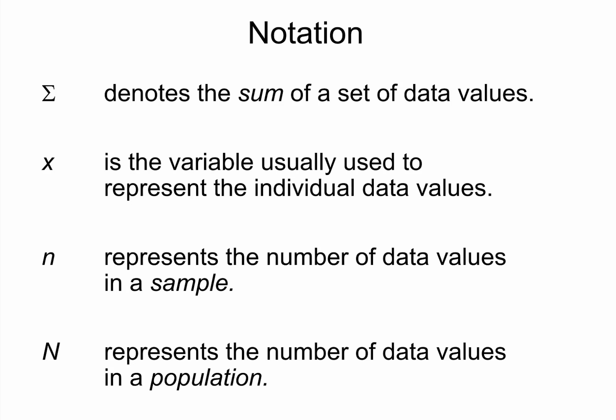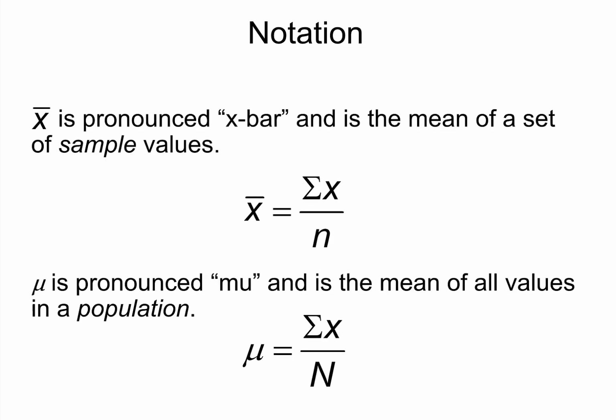n is the number of data values in a sample, and capital N is the number of data values in a population. So for the mean, x-bar is the symbol that we use to represent the statistic of a sample, the mean of a sample, and there's this formula for it. For the population, we use the Greek letter mu. We use the same formula, but notice in the denominator we're dividing by capital N, which is the number of data values in the population.